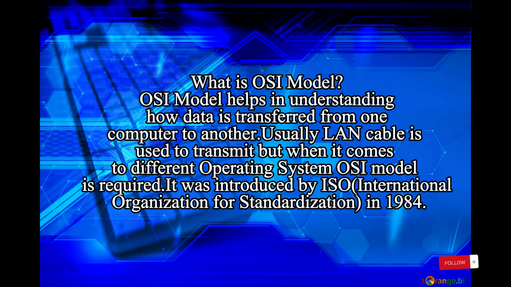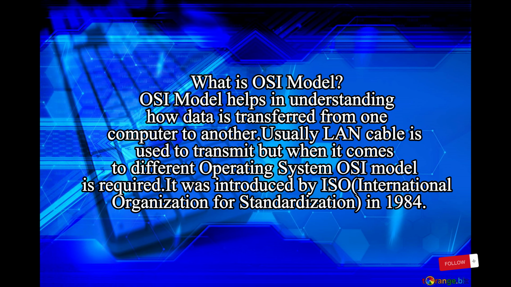In today's video, we are going to discuss the OSI model and its 7 layers. First of all, what is the OSI model? The OSI model helps in understanding how data is transferred from one computer to another. Usually a LAN cable is used to transmit, but when it comes to different operating systems, the OSI model is required. It was introduced by ISO, the International Organization for Standardization, in 1984.